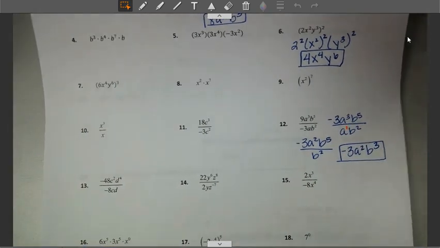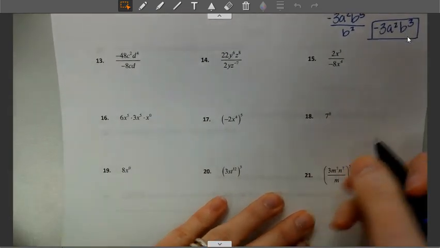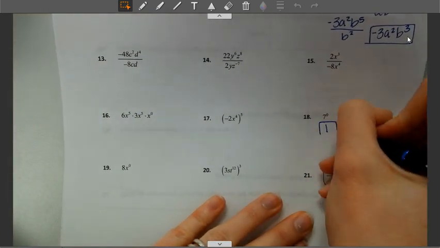Okay. All right. Number 18. Anything to the exponent of 0 is just 1. So 7 to the power of 0 is 1.